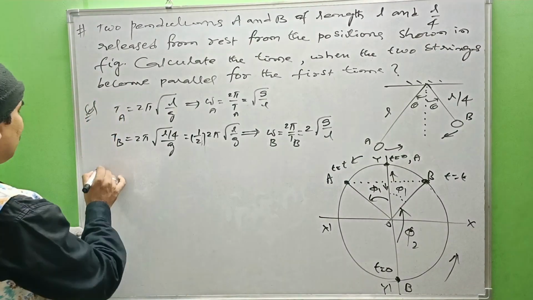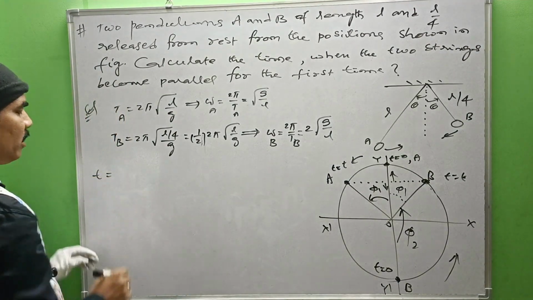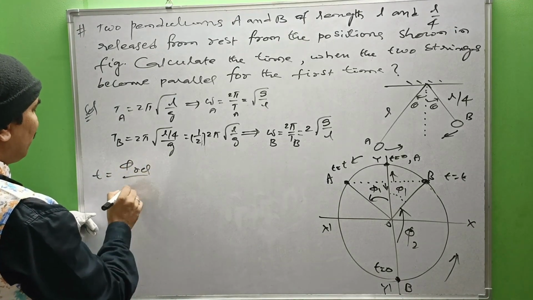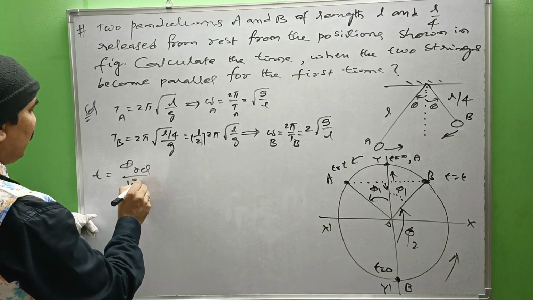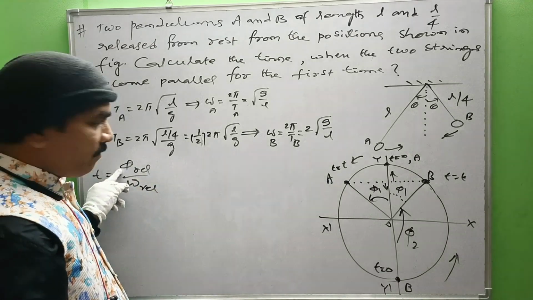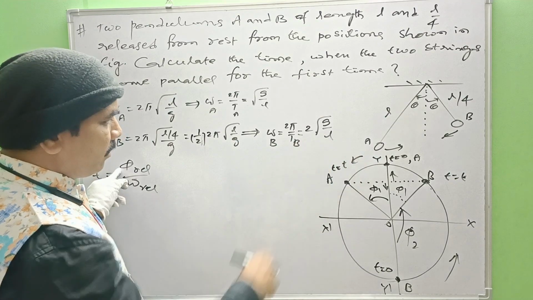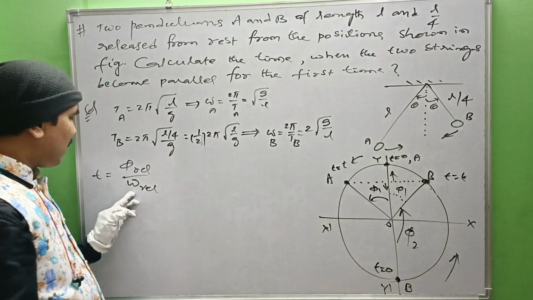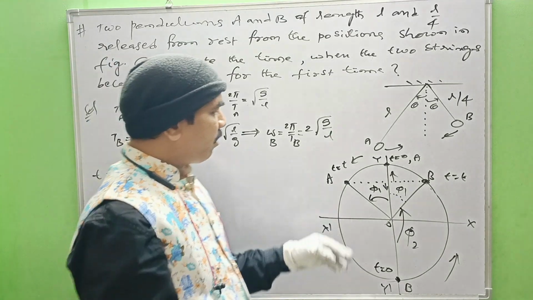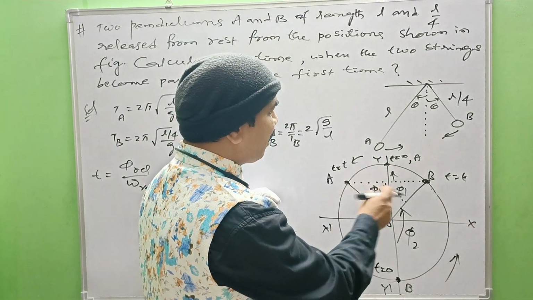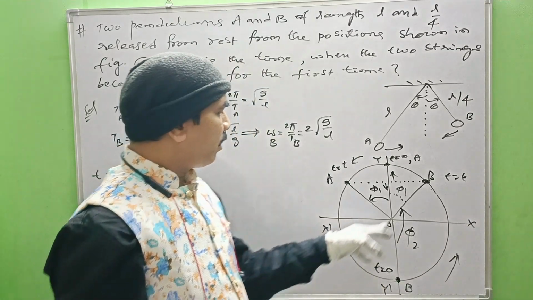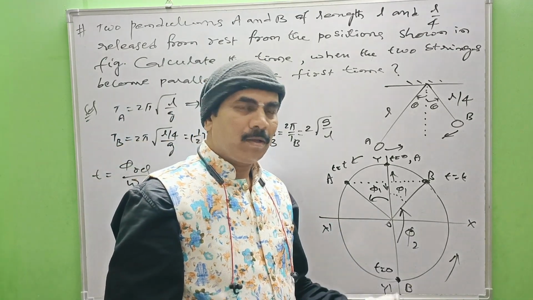Time means t equals relative phase divided by relative omega. So it is the relative phase angle acquired by A and B divided by the relative angular frequency of A and B. Relative, why? Because here we don't have perfect values for phi 1 and phi 2. What is phi 1? We don't know in number. What is phi 2? That also we don't know.